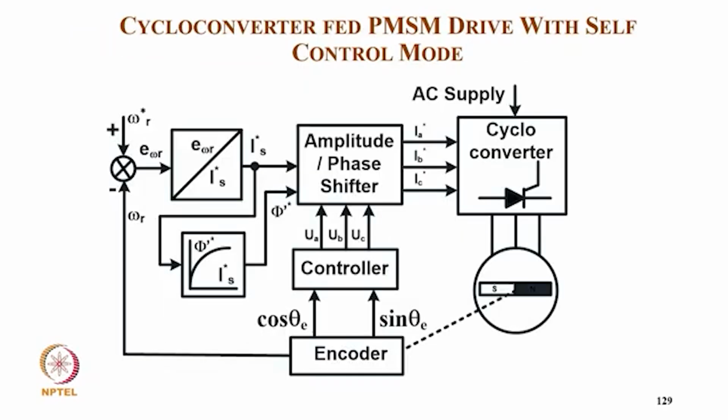Now this is typically a cycloconverter fed synchronous motor with self control. So we have a reference speed, we have a feedback speed from the encoder, and this speed error, amplified, gives the magnitude of the stator current, and this stator current decides typically the flux. So from flux and current, and then of course from the encoder we get cos theta, sin theta, and we get the template UA, UB, UC for deciding the three-phase currents IA, IB, IC, and then it is given to the current control of the cycloconverter.